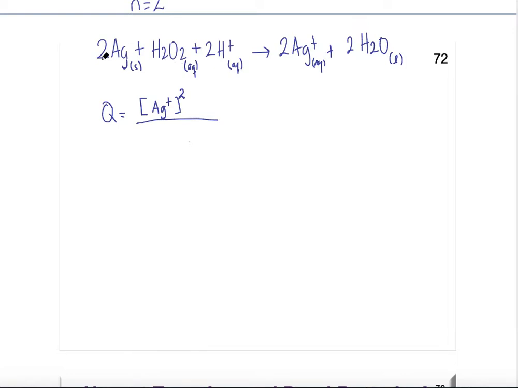I will be omitting the solid silver, and the only things that I have to include are therefore the hydrogen peroxide, H2O2, and my hydrogen ions. The hydrogen ions will have to be raised to the power of 2 because of the coefficient of 2. And I forgot to mention here, but remember that we always omit pure liquids as well, just as well as solids. All right, so from here, we're going to go ahead and put the concentrations.